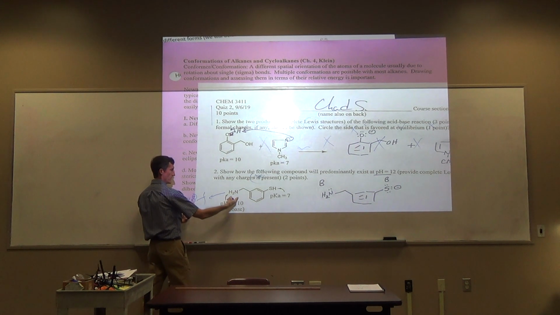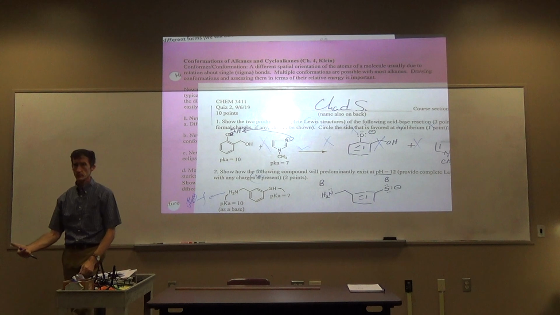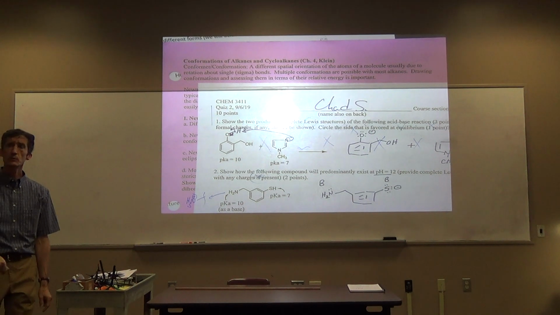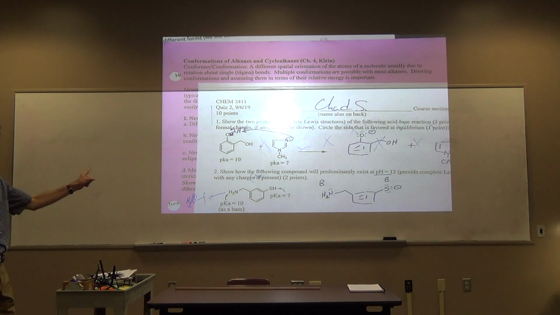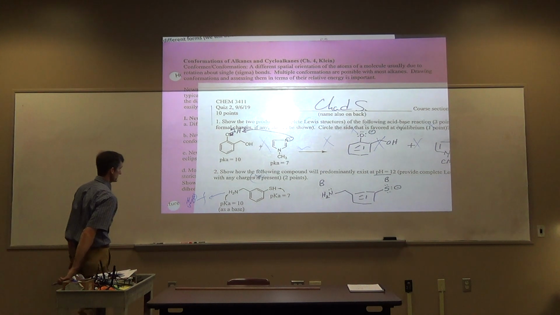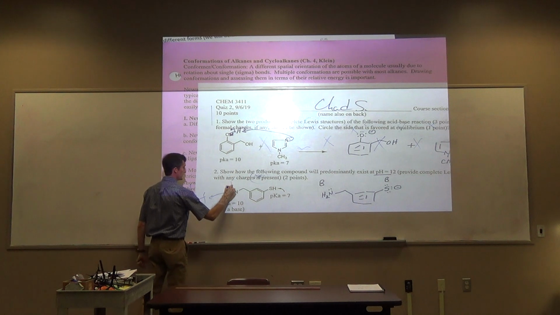Which is the A form, right or left? You either have an A form or a B form, and then there's also the acidic form or the basic form. Which is the acidic form? The acidic form is the species that has the H. Which one has the H? NH3. That's the acidic form, that's the basic form.